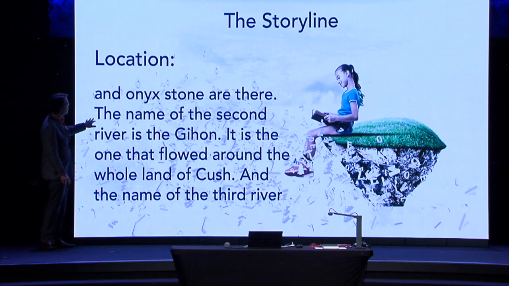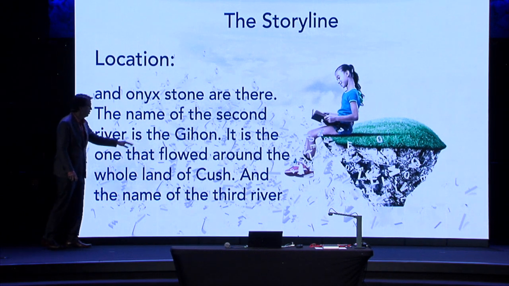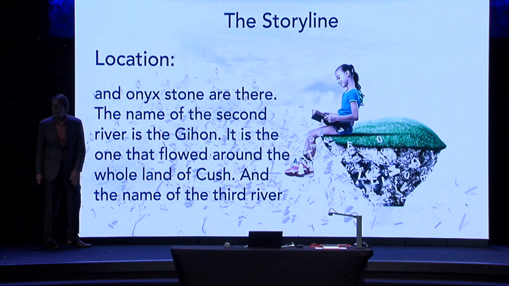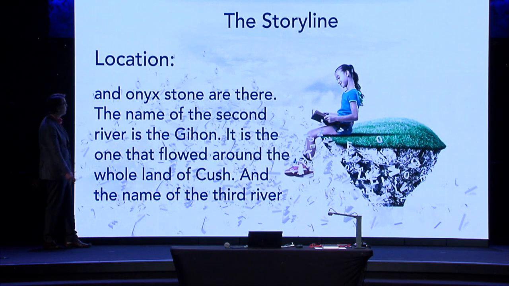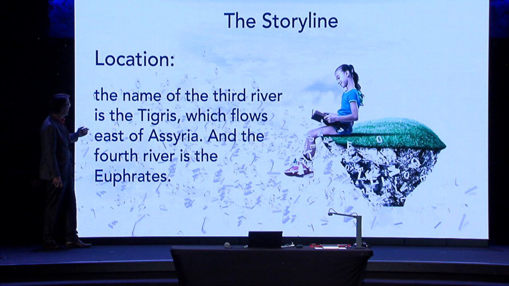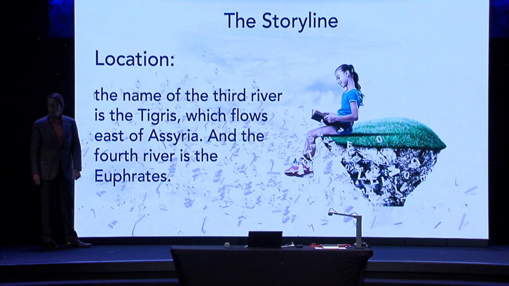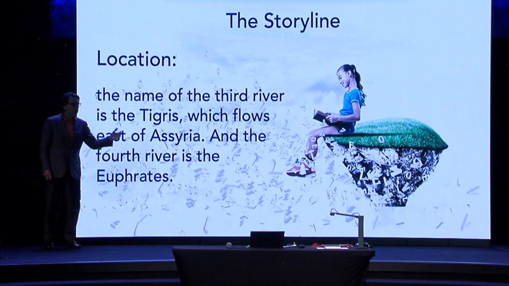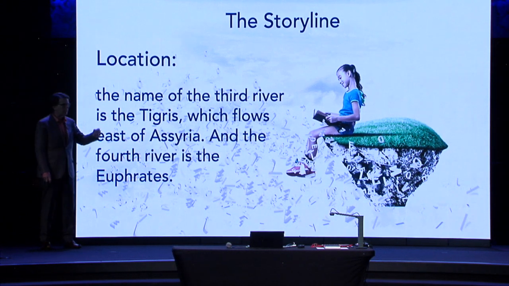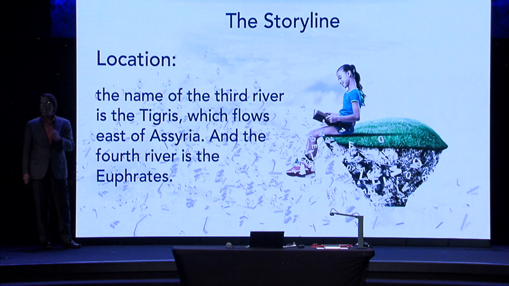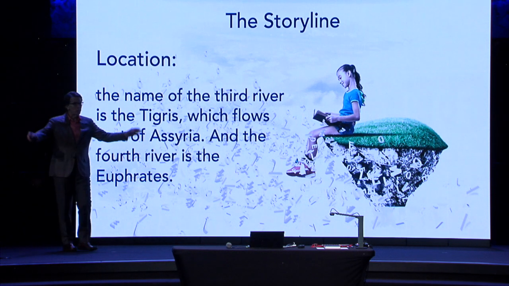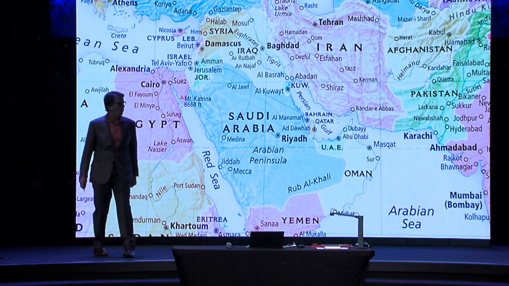The name of the second river is the Gihon. It is the one that flowed around the whole land of Cush. And the name of the third river is the Tigris, which flows east of Asher. The English Standard Version translates it Assyria. And the fourth river is the Euphrates. Well, I'm ready to go, man. I got my Rand McNally.